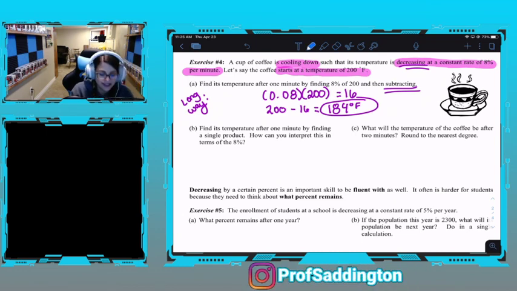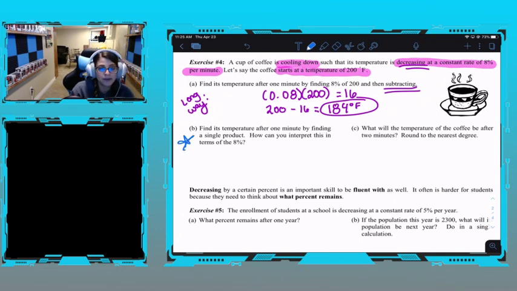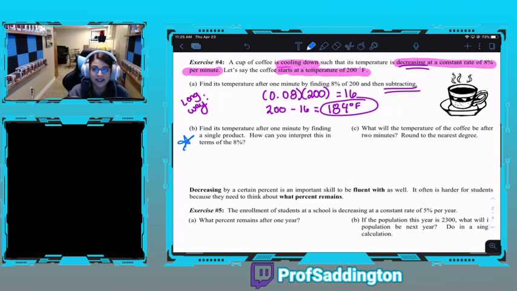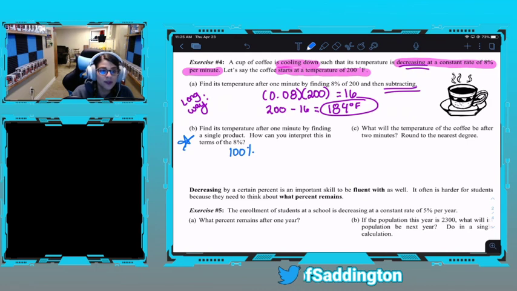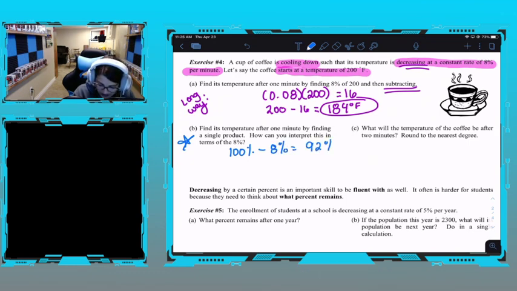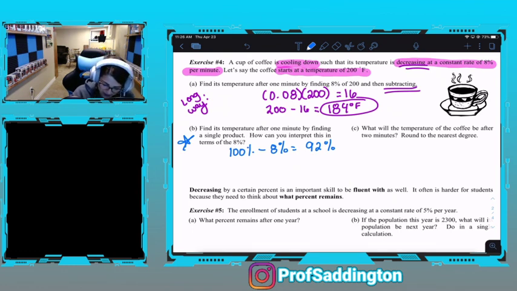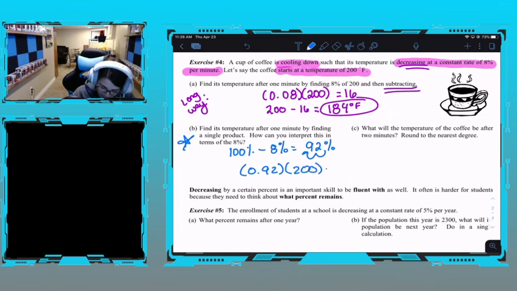The short way, or the way that we need to get used to, is what we're going to be doing in part B. So doing it in kind of a single step. So how do I get my decimal? We always start with 100% because that's our original. And because we're decreasing, we're going to take away the 8%. So we're really left with just 92%. And then we just take that percent, turn it into a decimal, and multiply it by our original amount, and we still get 184 degrees Fahrenheit.